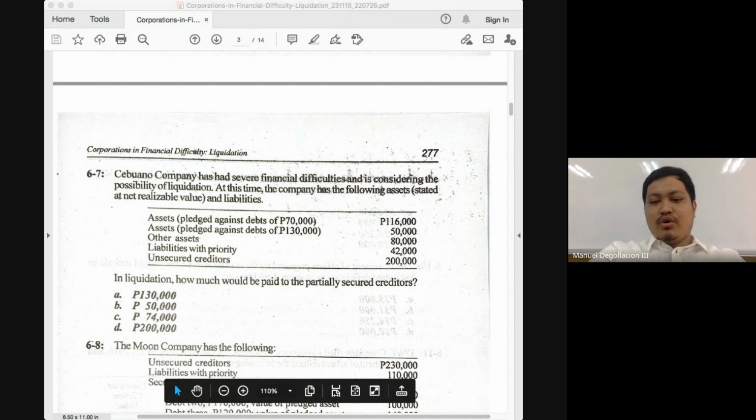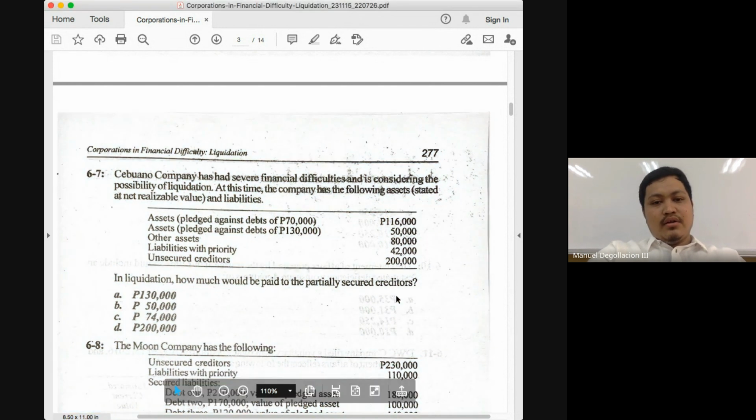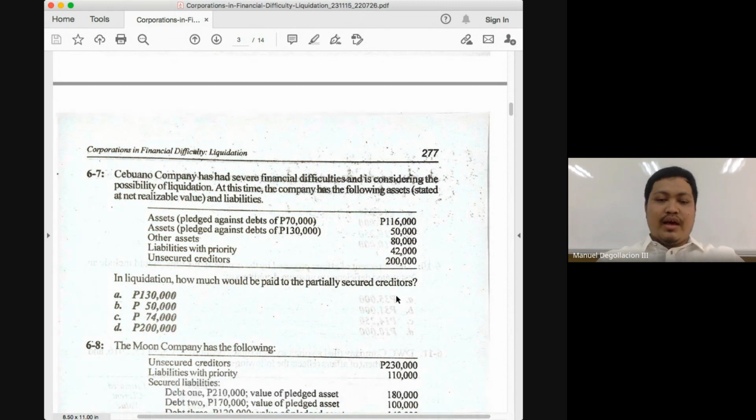So our numerator would be 84,000 divided by 280,000. We would get 30%. Plus, what should be our understanding for the recovery rate? That's basically the amount that you will recover for every peso of claim. If you have 1 peso claim, you will get 30% of that, okay, which is 30 centavos. So the recovery rate is 30 centavos per peso, or simply 30%.